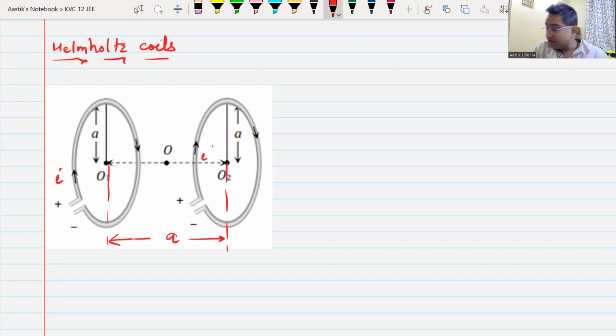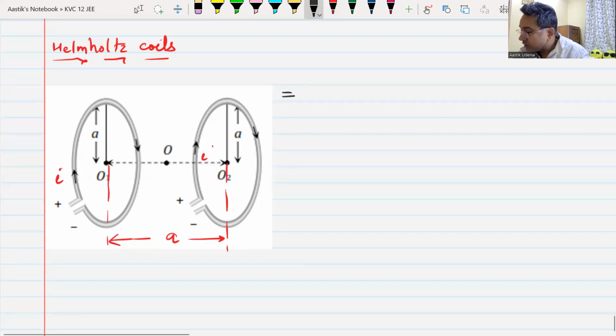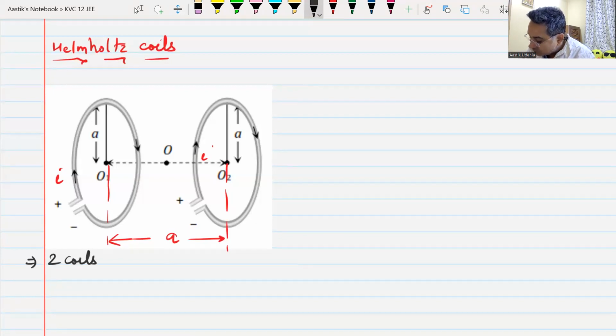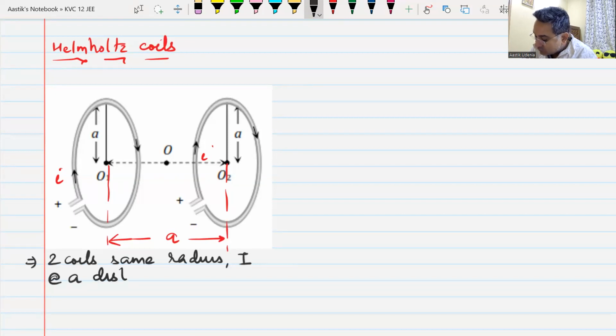So what is the Helmholtz coil? I will write it here. It's a setup of two coils, same radius, same current, at a distance which is equal to the radius. This arrangement is known as the Helmholtz coil.